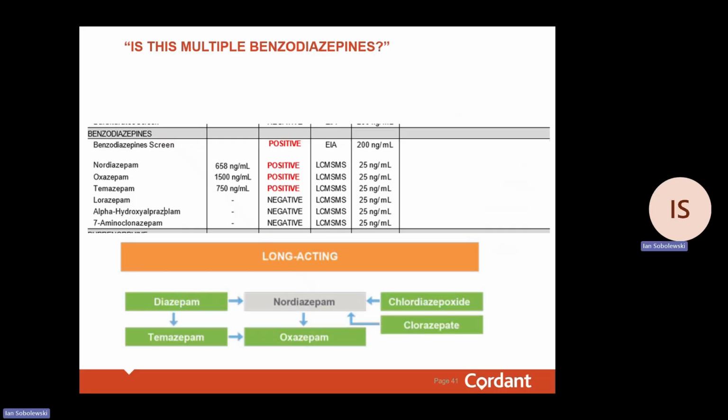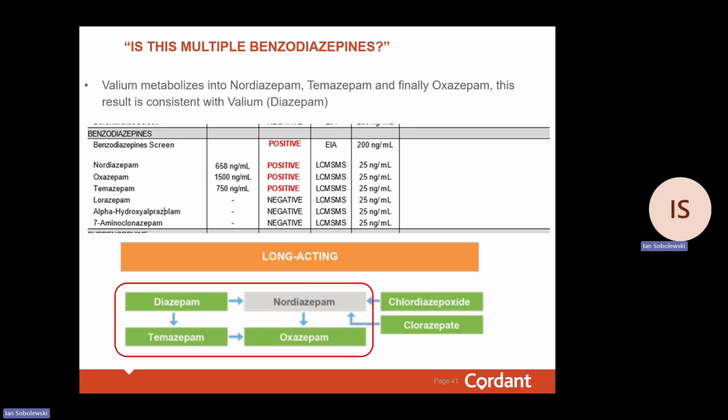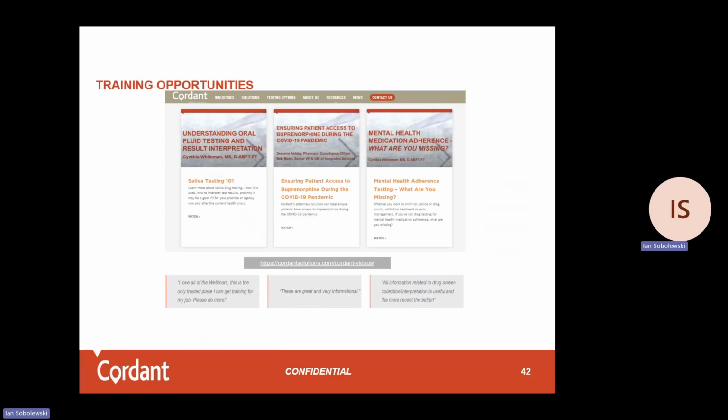Alrighty. The last thing I want to touch on is if you go to our website, if you give us a Google, Cordant Health Solutions, or it's cordantsolutions.com online, we have a lot of fantastic resources. Here's an example of a benzodiazepine drug metabolism chart. So if you have a donor taking a specific drug, we can often look at what metabolites are coming up positive and make a determination whether or not what they have been prescribed is consistent with what we're seeing on the results.